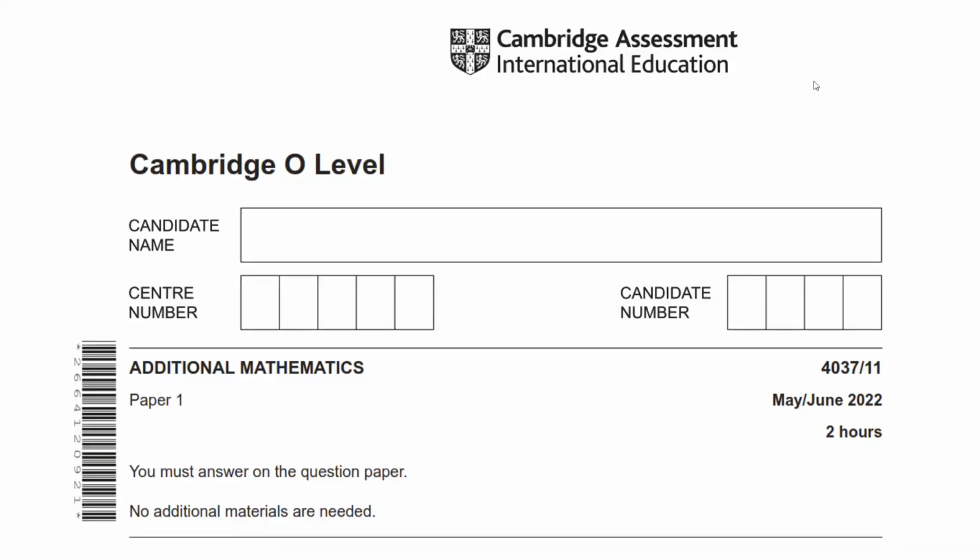Hello and welcome. This is Cambridge O-Levels Additional Mathematics paper number 1. The subject code is 4037. This is the May-June 2022 exam and this is variant 1 of the exam. So let's start.